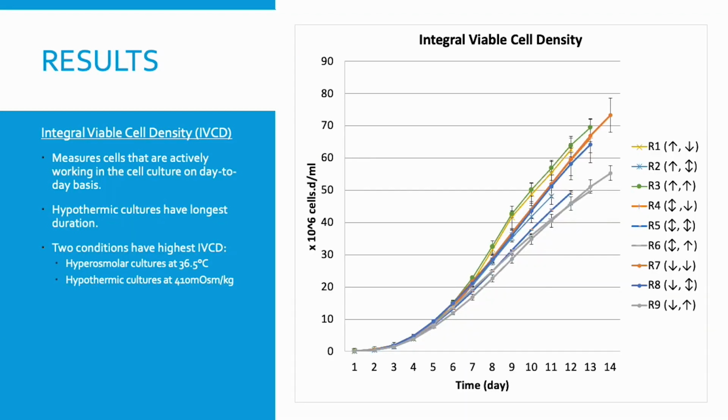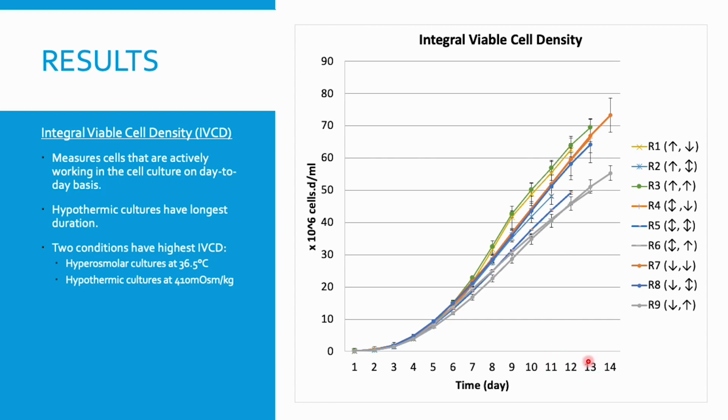The graph shows the integral viable cell density of all cell cultures. Integral viable cell density, or IVCD, is a measurement of active cells on a day-to-day basis, where we can determine whether the cells are more active or less active at different conditions. The duration of all cell cultures ranges from 11 to 14 days.